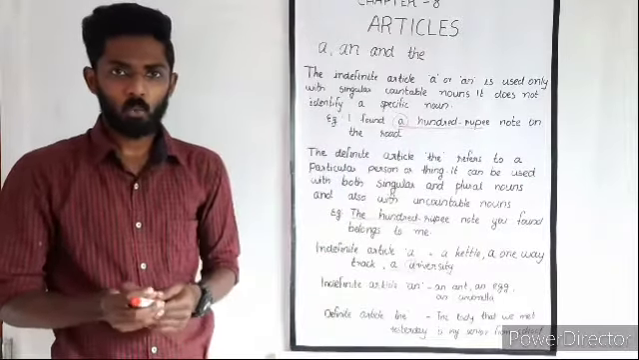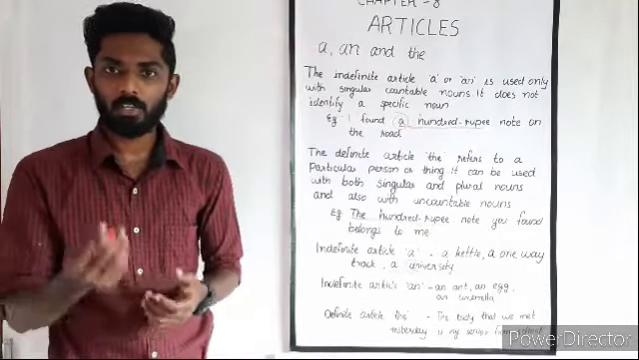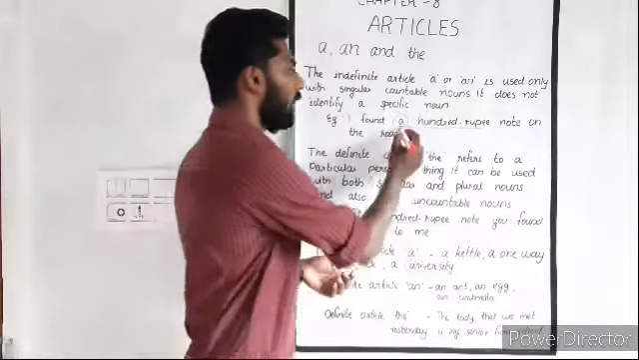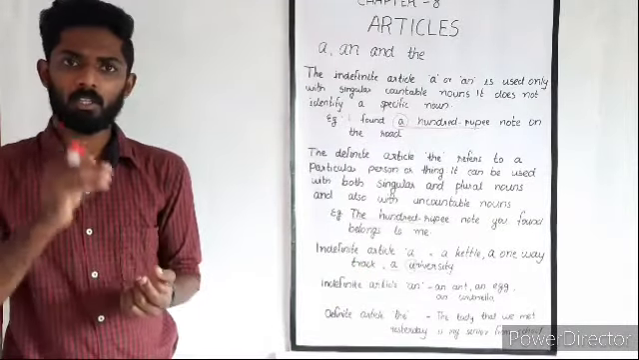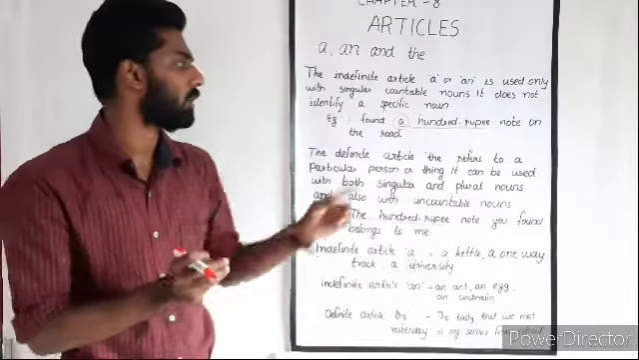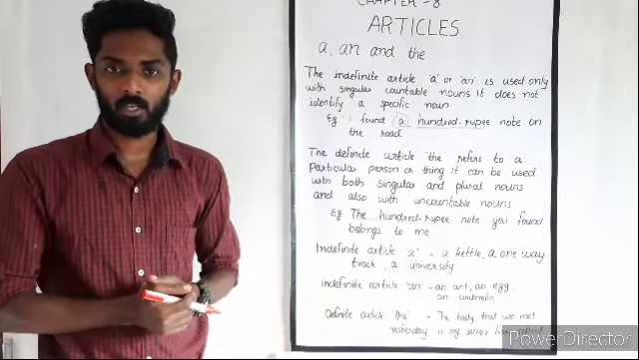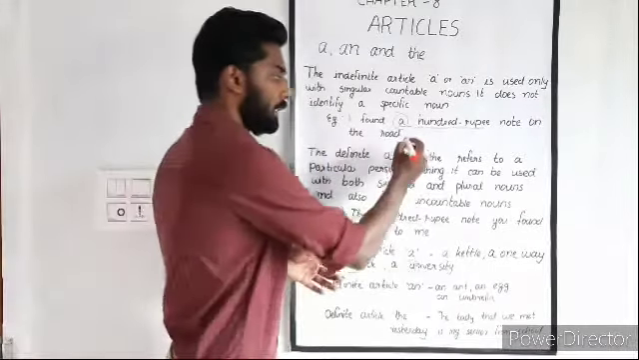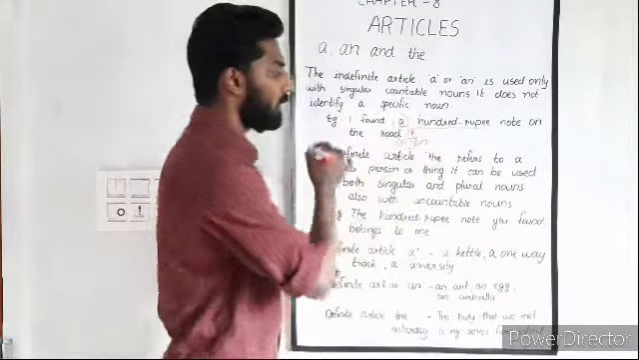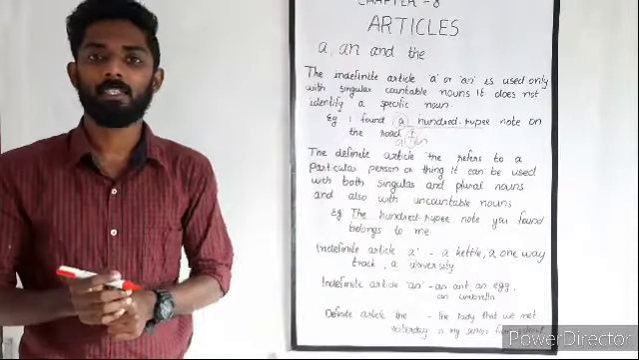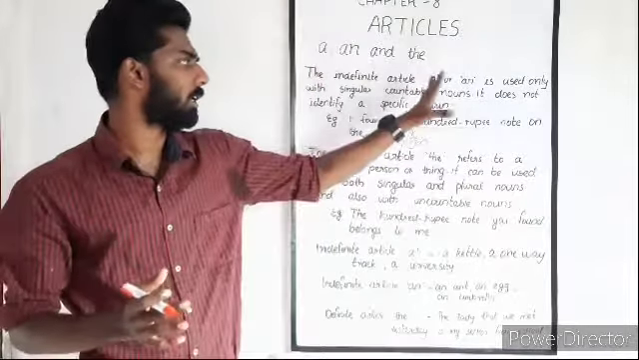And we use a with a number beginning with a consonant sound, for example, a 10 rupee note, a 100 years. So why do we use a? Because the number begins with a consonant sound. A 10 rupee note means the word 10 begins with a consonant sound. So we have used a before 10. So that is all about the indefinite article a.